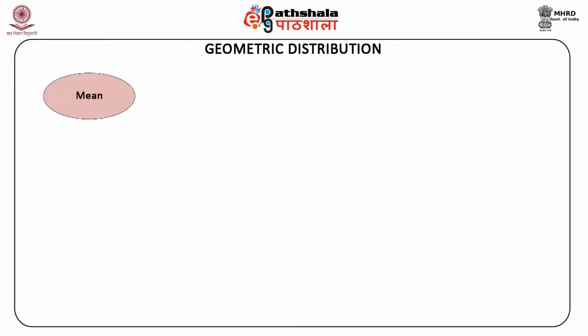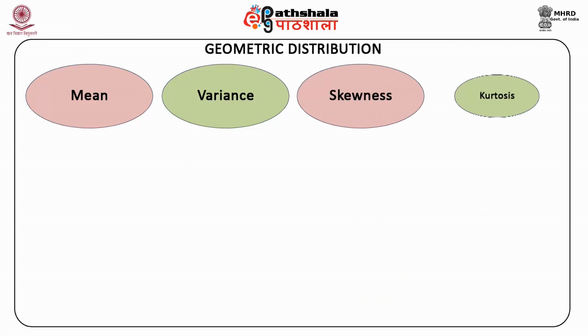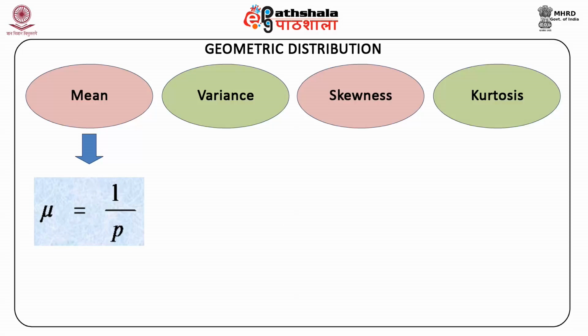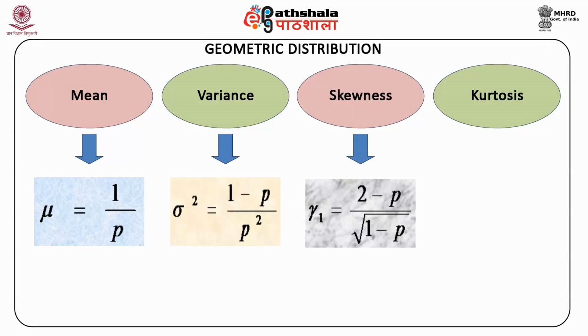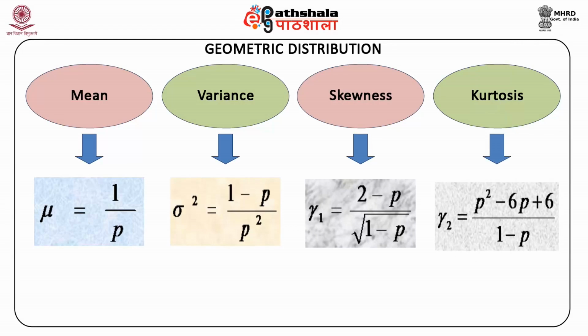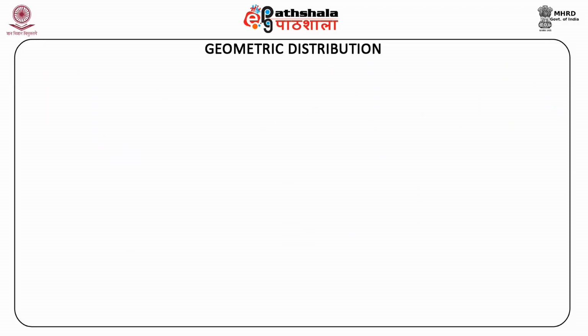are questioned. The mean and variance, skewness and kurtosis of the distribution are given as follows. Mu is equal to 1 by p, sigma square is equal to 1 minus p upon p square. Gamma 1 is equal to 2 minus p upon square root of 1 minus p. Gamma 2 is equal to p square minus 6p plus 6 upon 1 minus p.